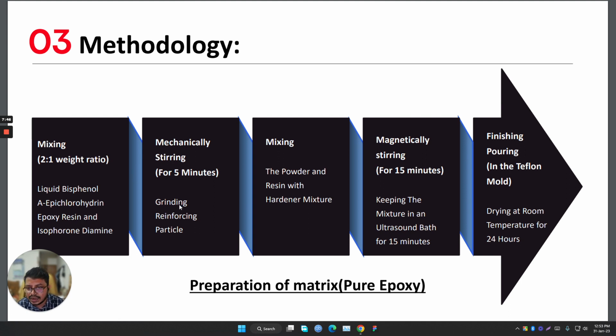We use grinding reinforcing particle. Third step is mixing the powder and the resin with the hardener mixture. Fourth one is magnetically stirring for 15 minutes, keeping the mixture in the ultrasound bath for 15 minutes. Finishing by pouring in the Teflon mold, drying at room temperature for 24 hours.